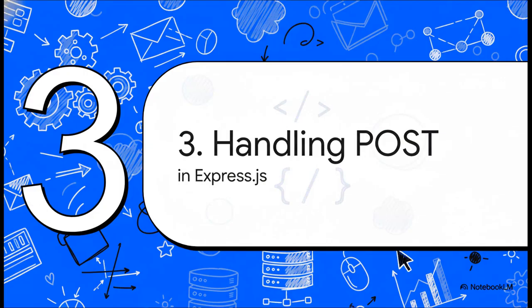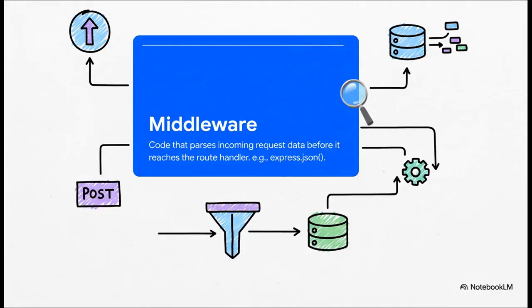All right, we've got the what and the why down. Now let's get into the how. How did developers actually build a server that can catch and handle these POST requests? For this, we're going to look at one of the most popular frameworks out there for Node.js, Express.js. Now, before our server code can even touch the data from a POST request, it needs a little help. And that help comes from something called middleware.